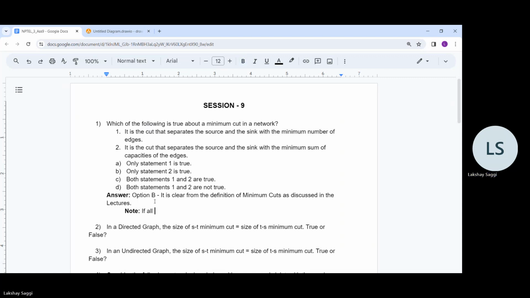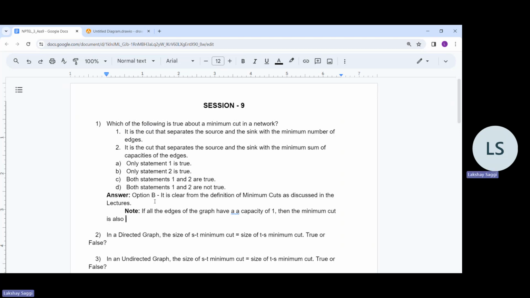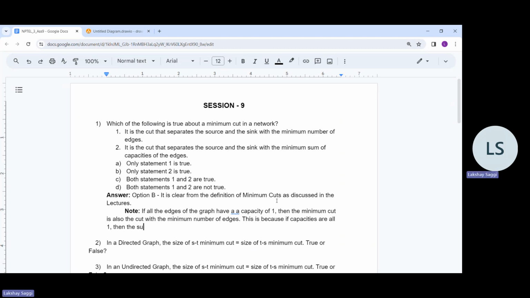So if all the edges of the graph have a capacity of 1, then the minimum cut is also the cut with the minimum number of edges. This is because if capacities are 1, then the sum of capacities becomes equal to the number of edges.